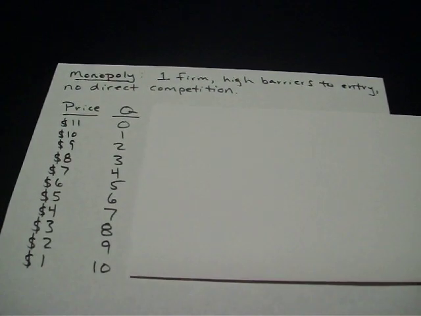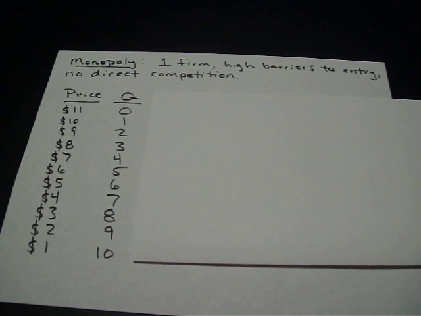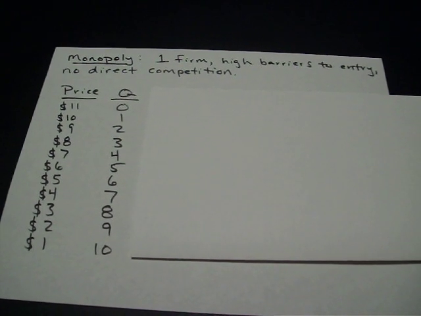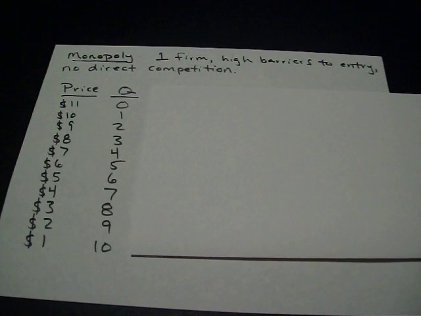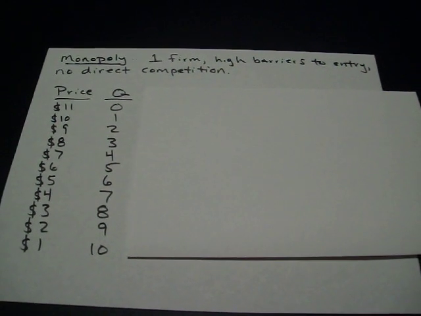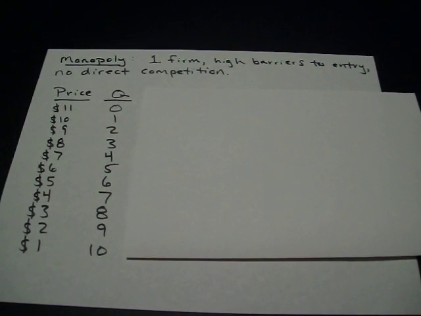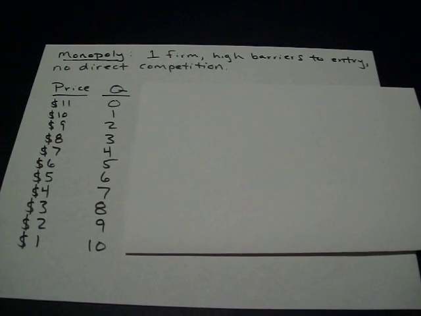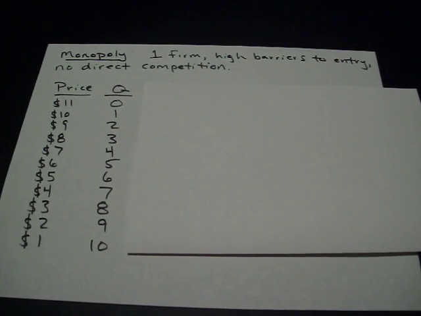Okay, so here we're going to take a look at a monopoly industry. Characteristics of a monopoly: one firm in the industry, high barriers to entry, no direct competition. They're also called the price searcher, which we'll see here in a second. So what I've got is the price and the quantity. So basically I've got demand for the monopoly's product.